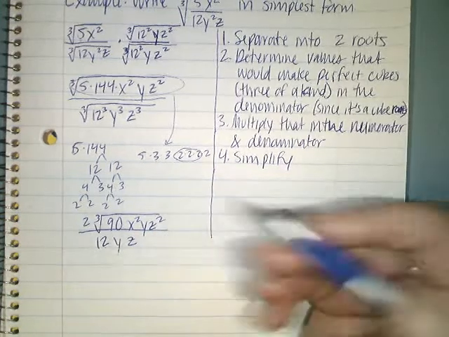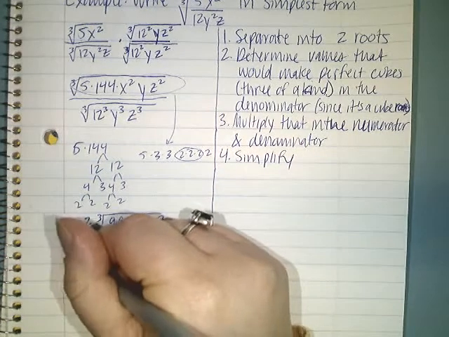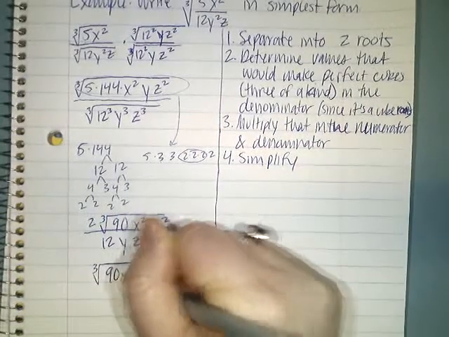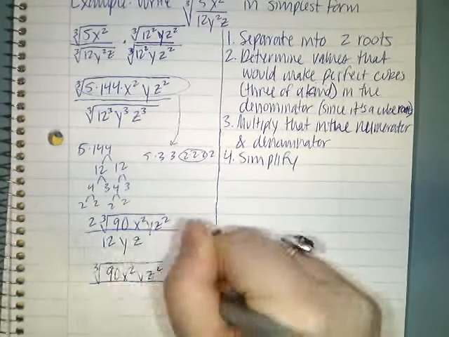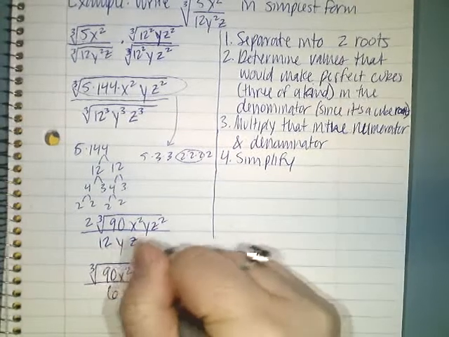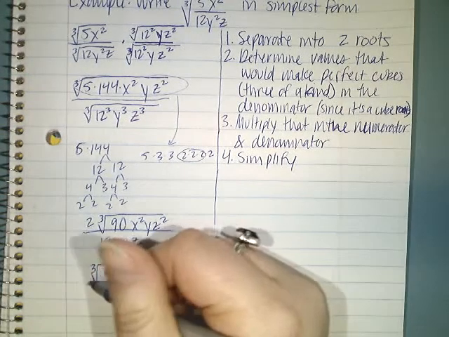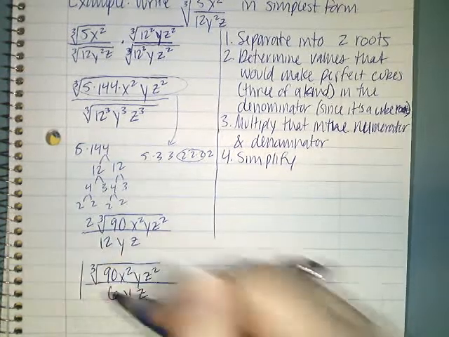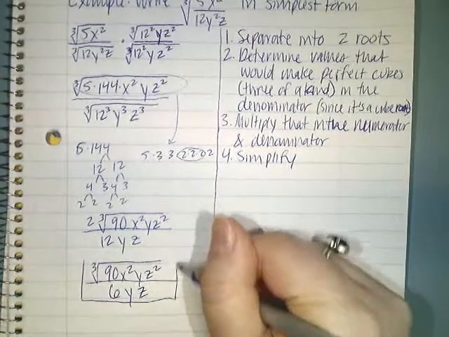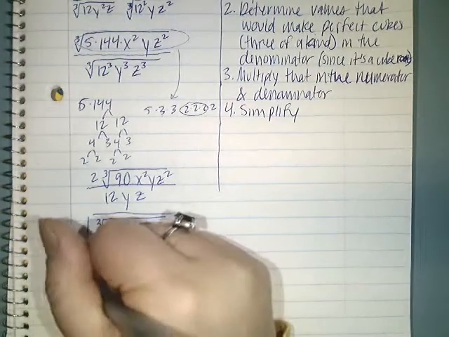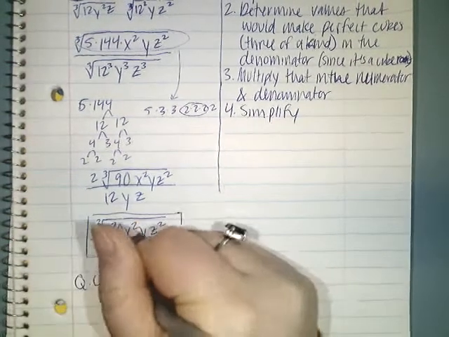So 2 and 12, I can simplify those. So that becomes just the cube root of 90x squared yz squared all over 6yz. So this is our final answer. And we are all done. So I know that's kind of a lengthy process. I'll do just a couple quick checks to see if it makes sense to you.